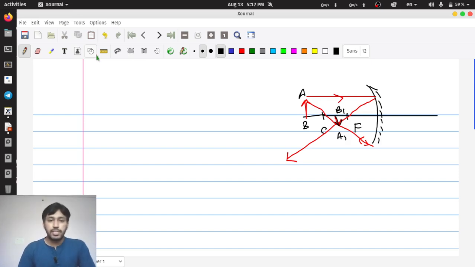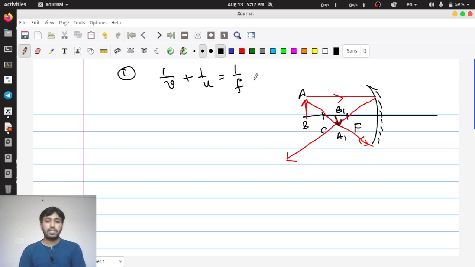Okay. So basically you have to use this. First of all, the first formula is called the mirror formula, that is 1/v + 1/u = 1/f. Here v is called image distance, and u is called object distance.